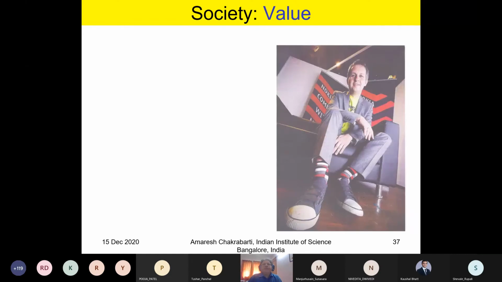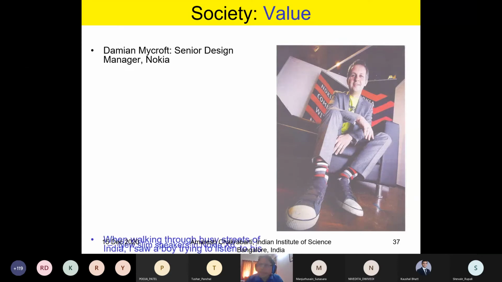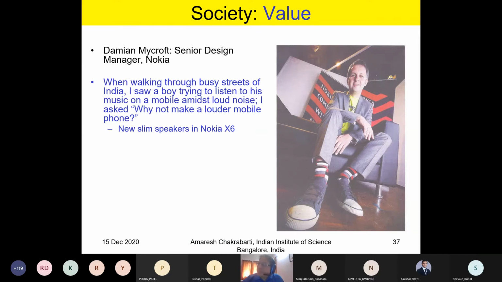So here's an example. This is Damien Mycroft. He was a senior design manager at Nokia, and he was walking through the streets of Mumbai one day, and he came across a boy who was trying to do welding, and he was also trying to listen to music. Of course, he was struggling because welding creates a lot of sound, and music was not easily heard. And this is not the most exciting job, so he needed entertainment. So then Damien Mycroft said, why can't we make a louder mobile phone? And that led to the development of slim speakers in Nokia X6, which was very popular a decade ago.